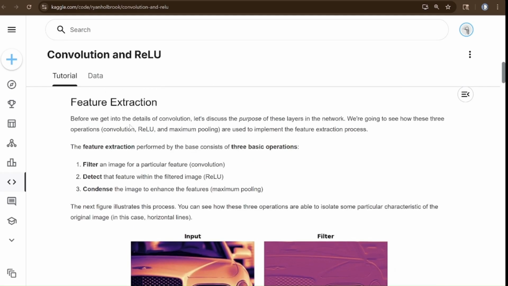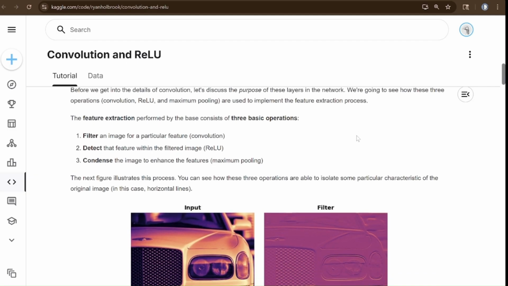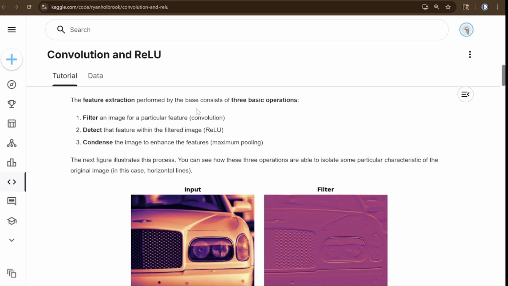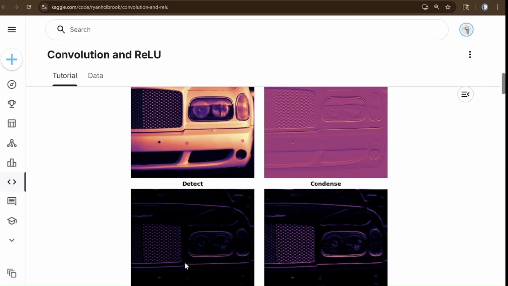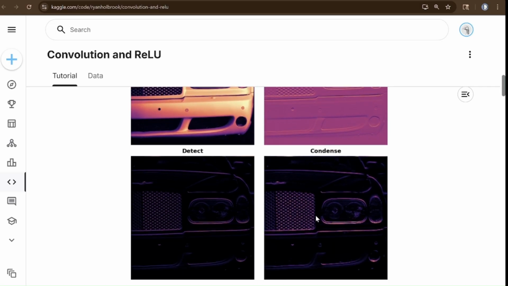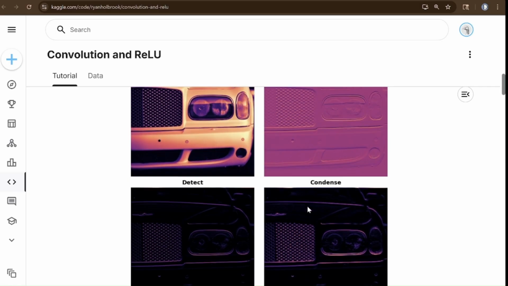Okay, so first we will understand the purpose of these layers. We are going to see how these layer operations are used to implement the feature extraction process. Feature extraction is performed by three basic operations: filtering the image, detecting, and then condensing. See, first you are doing the filter. So you can see what the edges are. See, these are the edges, right? Then you detect, and after that you condense.